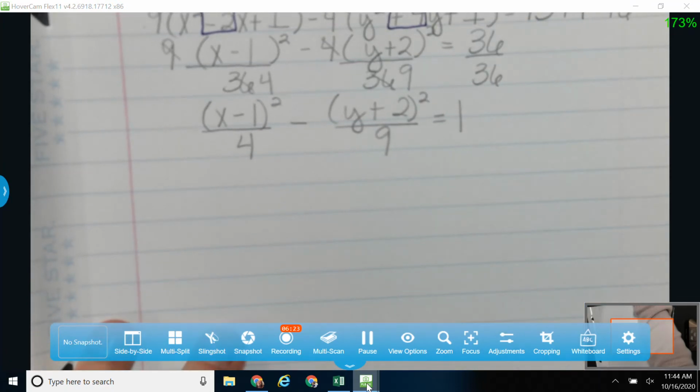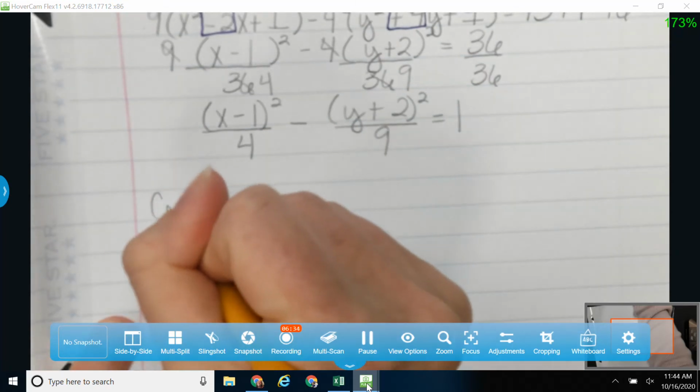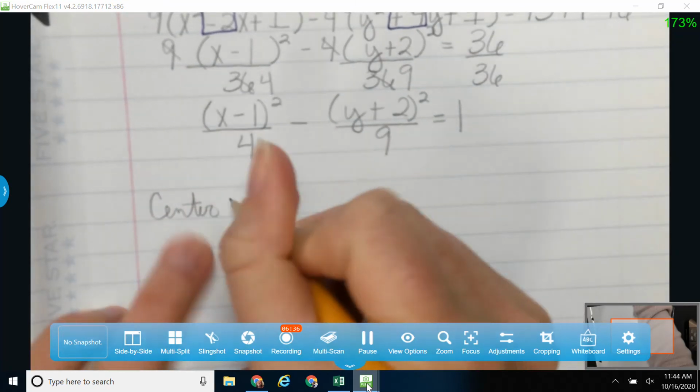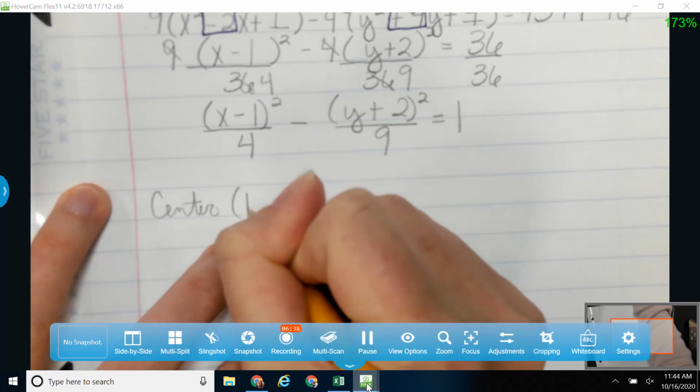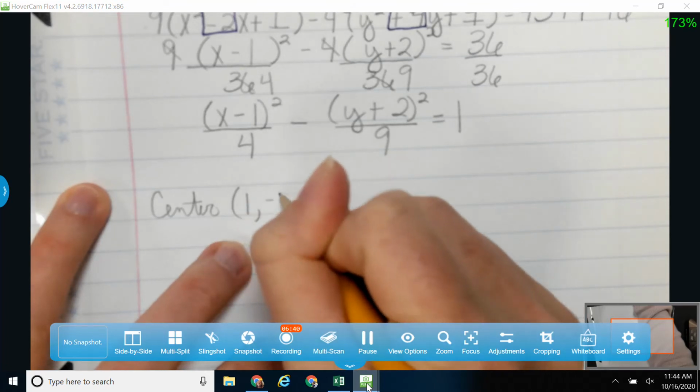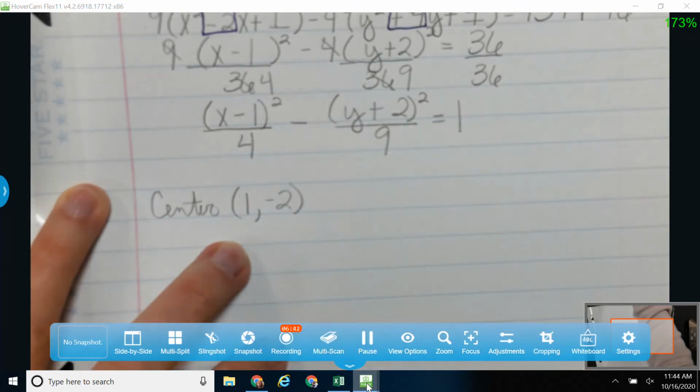Okay, so switch your brain, because we just worked an ellipse problem. Switch your brain from ellipse to hyperbola. Think about some of the differences there. What they have in common is our center point. So our center point is still going to be (h, k). So what's with x and what's with y? Opposite signs.